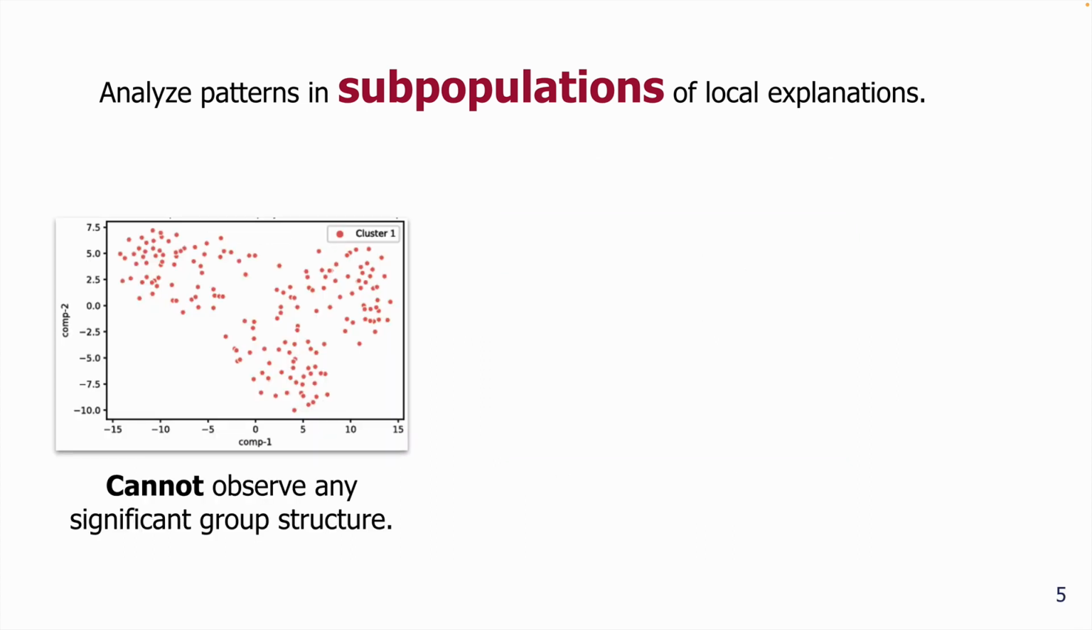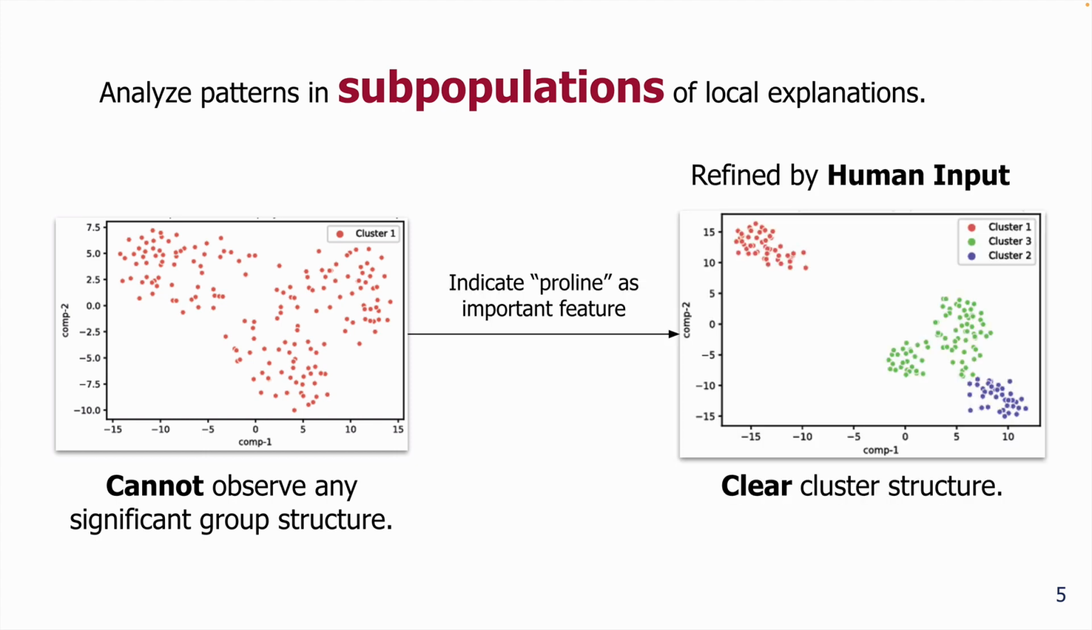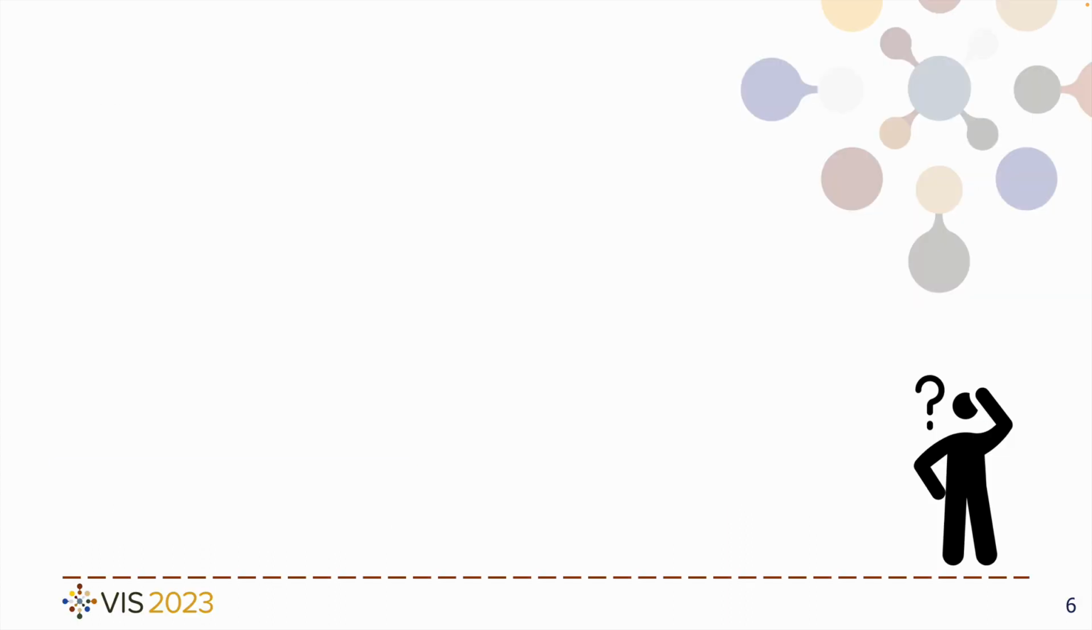To overcome this issue, we are motivated to introduce human input to refine the results of the computed subpopulations. For example, a domain expert knows that proline is more important when the model makes decisions. They want the clustering and projection to rely more on this feature. After the refinement, we can see more clear subpopulation structure in the example visualization.